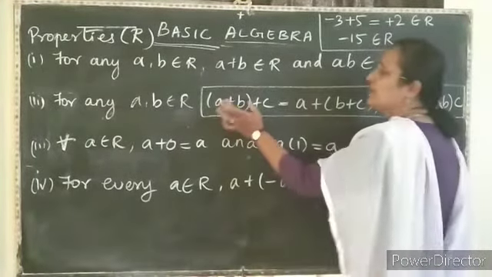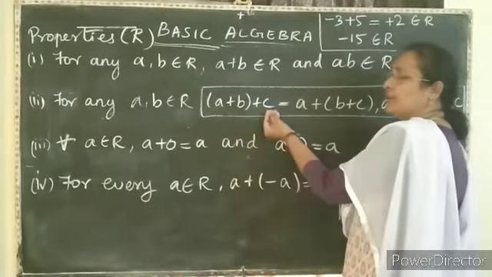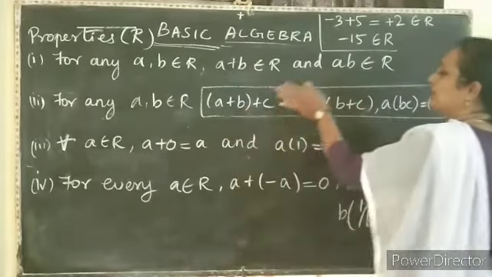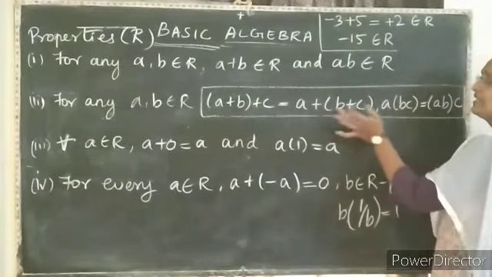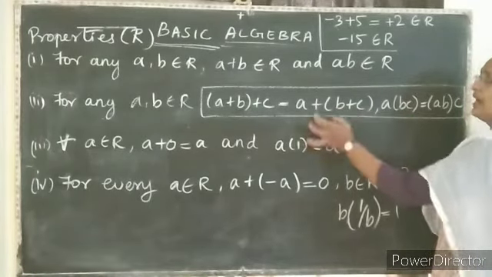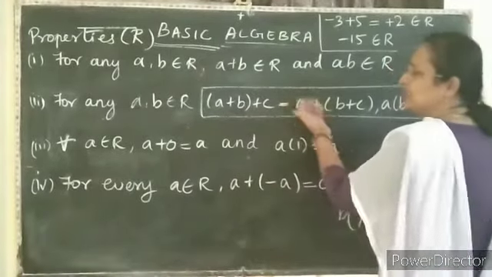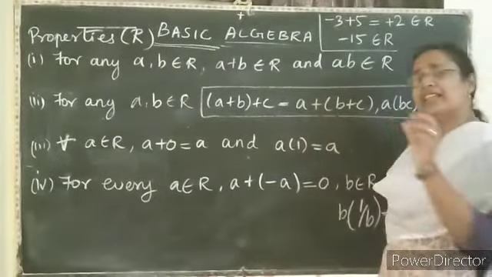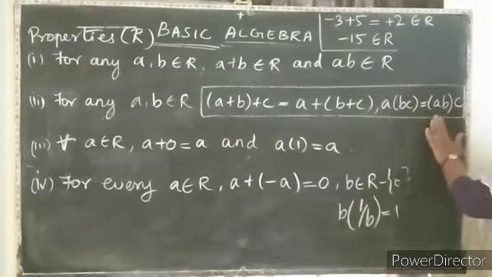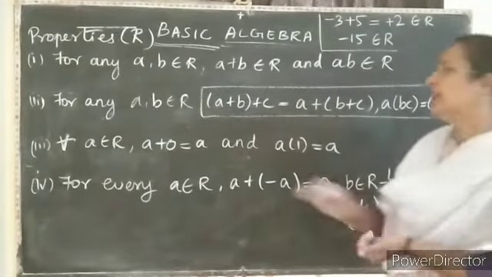Here, first we add a plus b, and then that sum is added with c. So the LHS answer will be (a plus b) plus c. On the other side, we add the sum of b and c. These are very simple things we have already learned. You can check this property by giving simple numbers. The same way it will go for the product also. You can try it by giving an example.